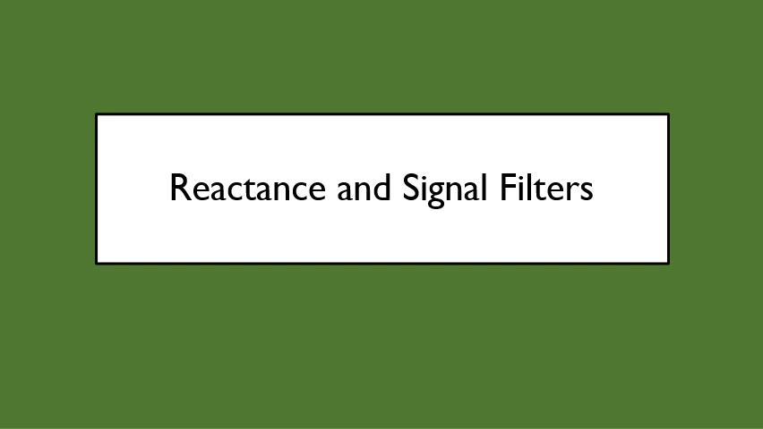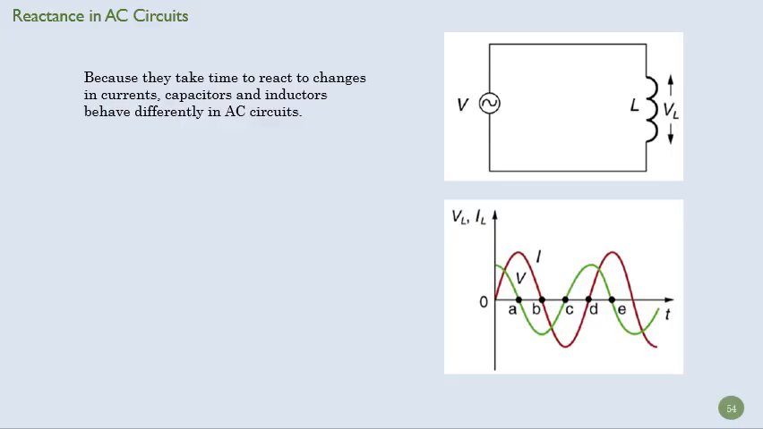Our last little video here for the magnetism unit is on reactance and signal filters. This is an investigation of how you might use an RC filter or an RL filter to do some interesting things in a circuit. So we'll start with the idea of reactance.